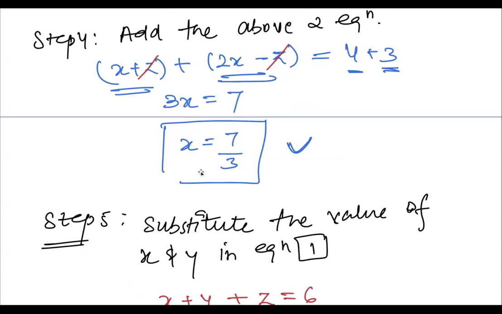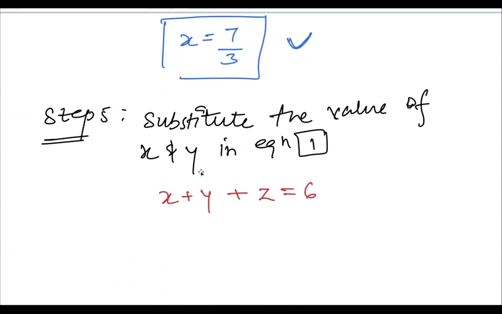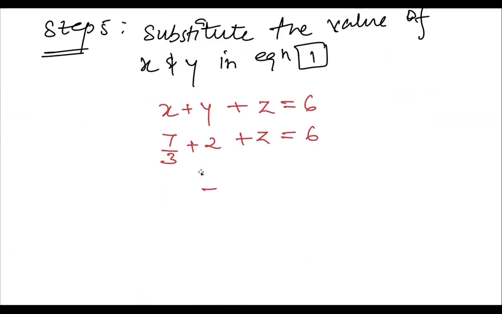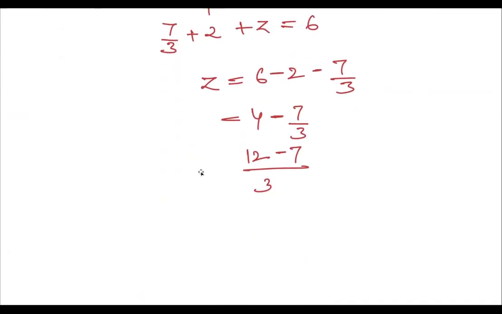We know the value of x is 7 by 3, and the value of y is 2, plus z is equal to 6. So z is equal to 6 minus 2 minus 7 by 3. 6 minus 2 is 4, minus 7 by 3. Taking the denominator common, this gives 12 minus 7, which is 5 by 3. So z is 5 by 3.